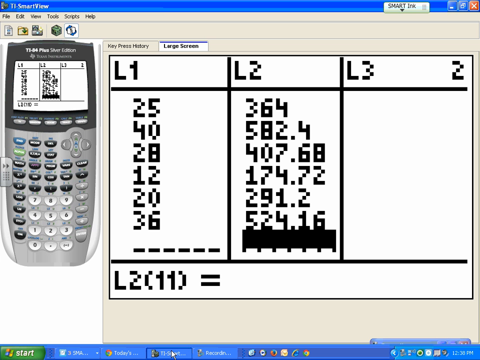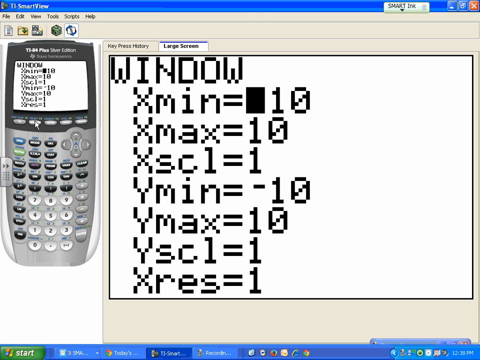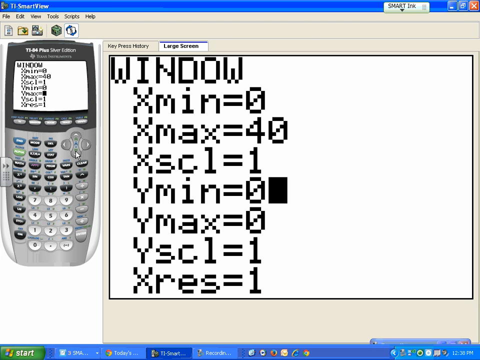Go back to your calculator. Look at your window. What did we do for domain? We went from 0 to what? 40. And for our range, we went from 0 to 600. Well, because this is hours, 0 to 40 hours. This is money. The highest they made was 582, so we're a little bit above that.